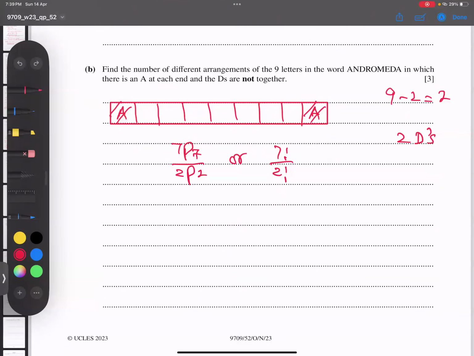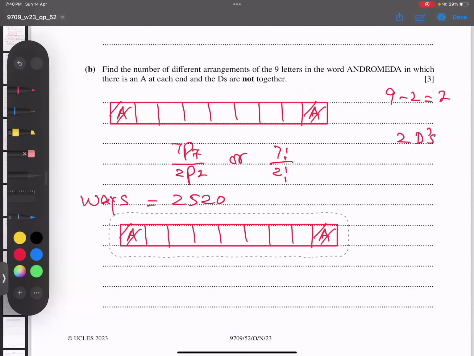Okay, if I type this in the calculator, 7P7 and 2P2, I will get 2,520 ways. But students, let me tell you one thing. In this way, these are together. D can be together, D can be not together. But I want to take the option when these are not together. Okay, I'll copy here and paste down. So I planned, if the 2 D's are together, I count them as one block.